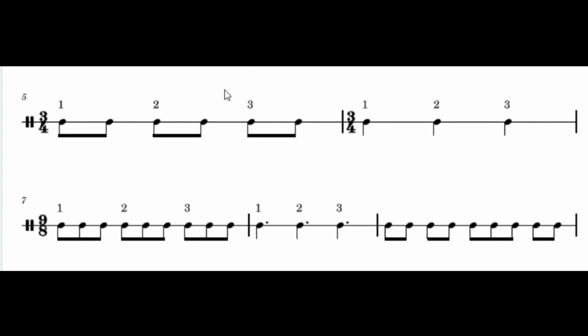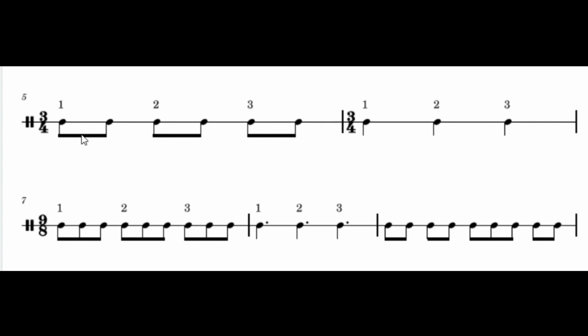Do day, do day. And the compound triple will be 1, 2, 3. Do betty, do betty, do betty.